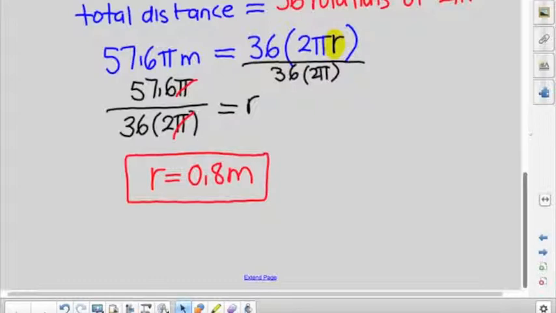So because we're talking about circles, there are very limited things we can solve for. Radius, diameter, circumference, which is distance.